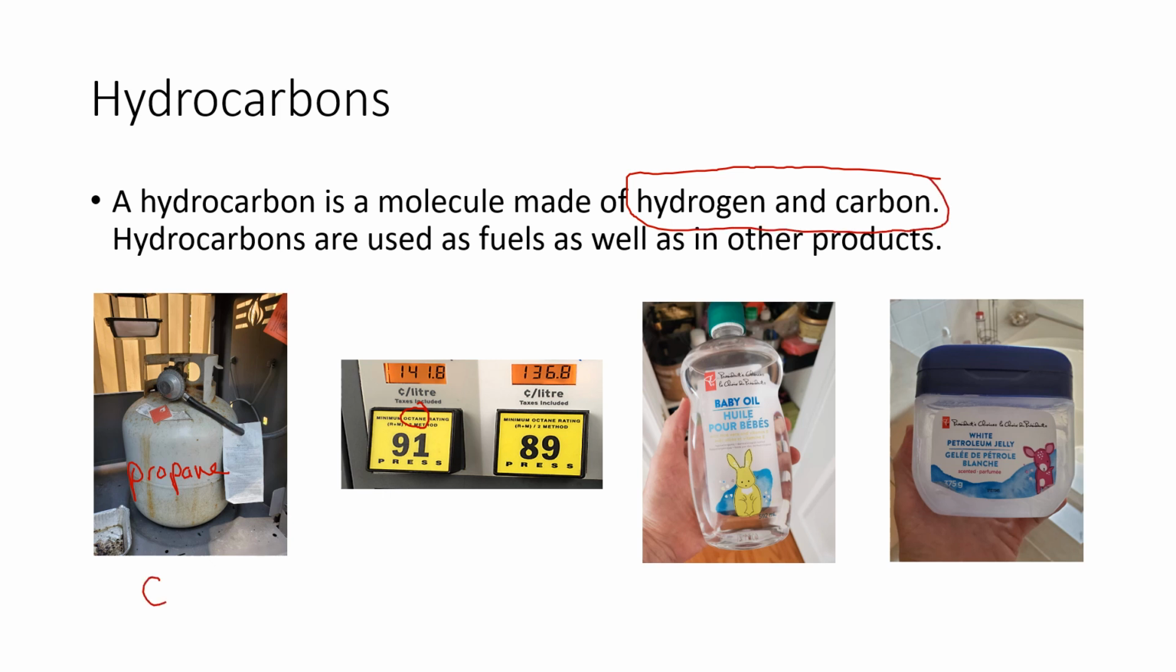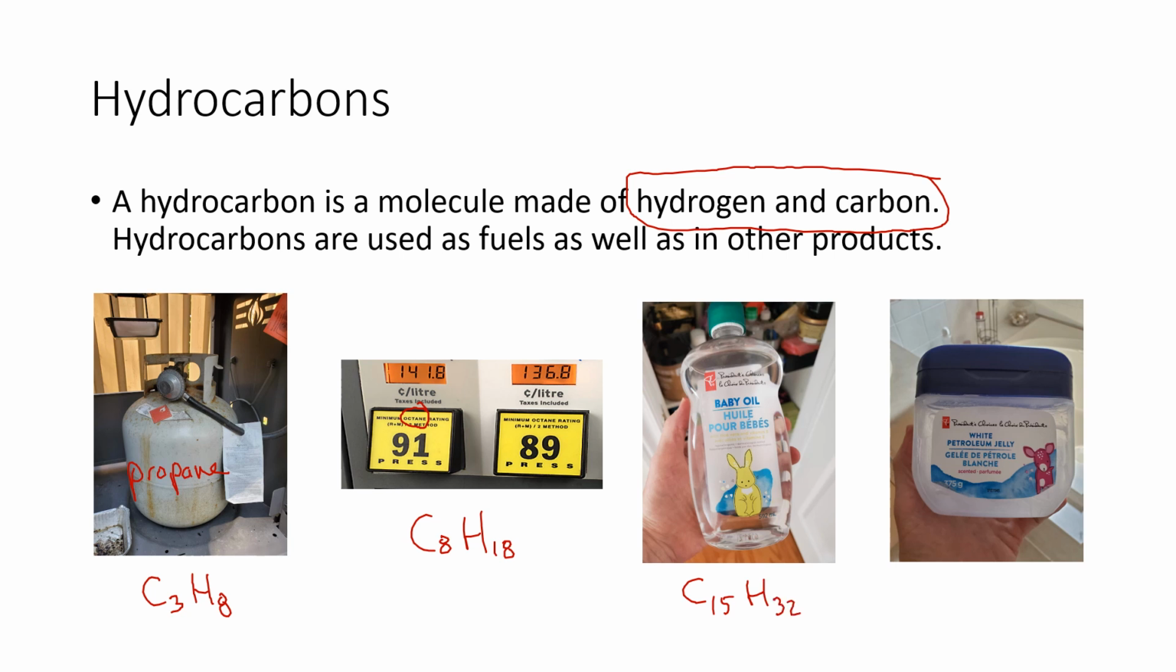Propane, the prop stands for 3, so you end up with 3 carbons and 8 hydrogens. Octane, as you probably deduced, has 8 carbons and 18 hydrogens. Baby oil, I looked this one up, and the average number of carbons in there is about 15. So you can see the bigger the molecule, the more condensed or more solid your substance will be. And this will have 32 hydrogens.